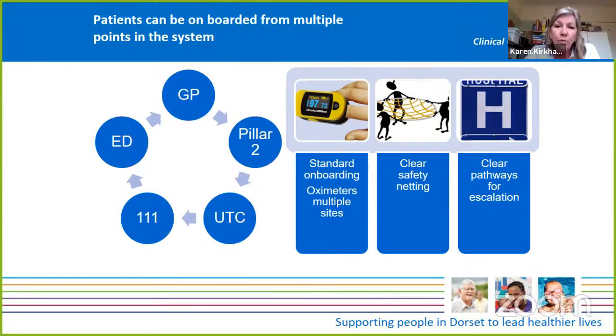In terms of onboarding, it's standard. We have oximeters everywhere. We pull down from the national system, and I know that all CCGs have done that. We have oximeters in multiple sites, very clear safety netting information and very clear routes for escalation. It's really improved the way that we have been able to work with acute partners.